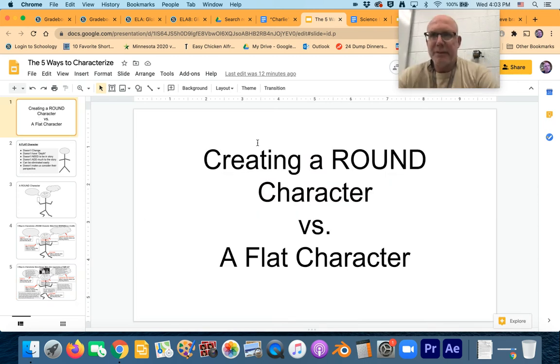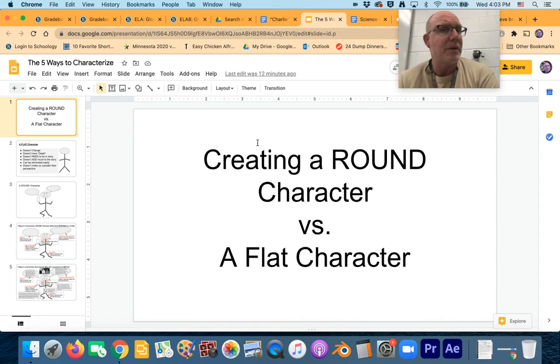I have been tasked by the team to walk you through the characterization that we're introducing today. This is a really important part of the writing process. Here's the thing: we're working on creating a round character versus a flat character. Now, we want to really focus on creating a round character because here's what we know.